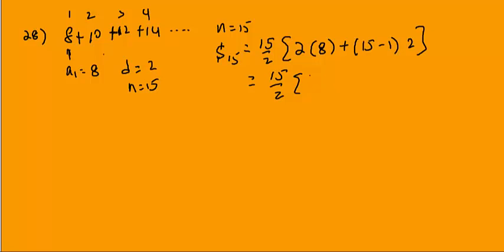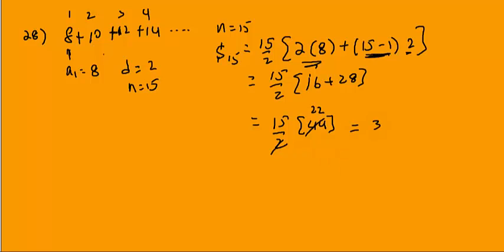15 over 2 times, I have a 16 here, plus 14 times 2, which is 28. So we're going to add 16 and 28. When I add 16 plus 28, I end up getting 44. So that's 15 over 2 times 44. Of course, 2 and 44 reduce, I get 22. So when I take 22 and multiply that by 15, it turns out to be 330. And that's the sum of an arithmetic series.